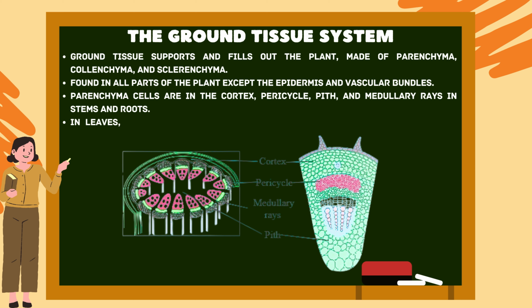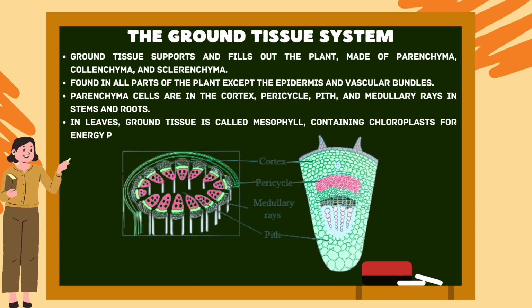In the stem and roots, you will see parenchyma cells in the cortex, pericycle, pith and medullary rays. These cells are like flexible, versatile workers adapting to different tasks. In leaves, the ground tissue is called mesophyll, where you find thin-walled structures full of chloroplasts, the plant's green energy factories. Think of it as the plant's flesh providing support, storage and energy production.